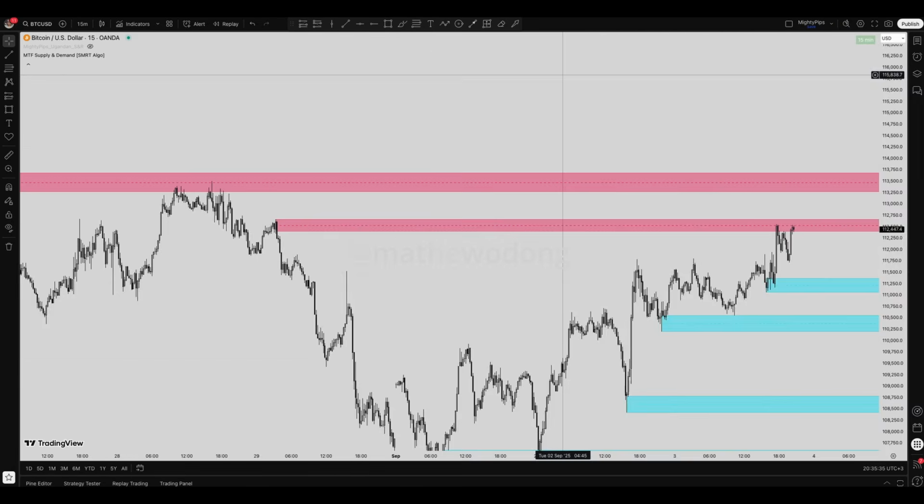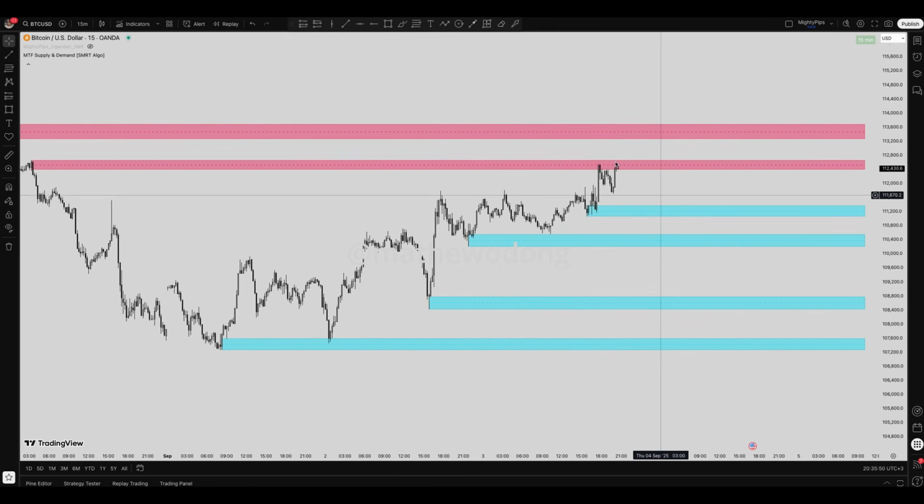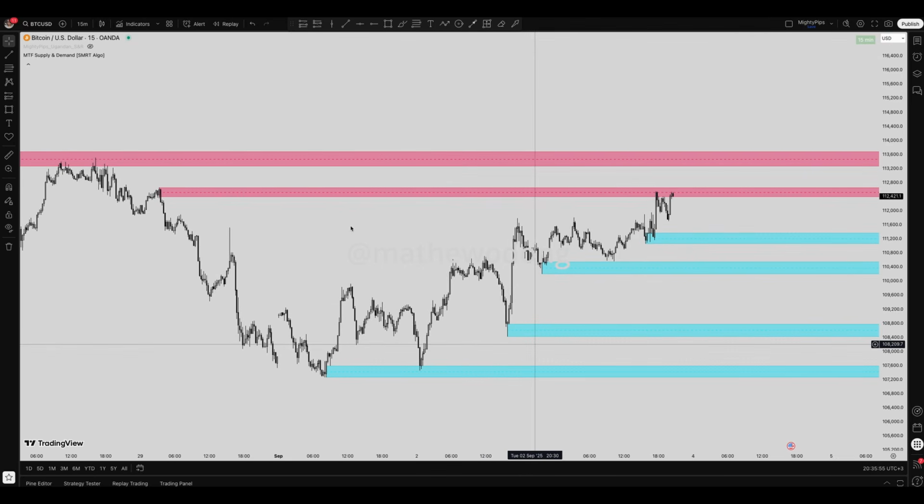The way you see here, this was a demand zone, price came back and tested and pushed up, and this one up is a supply zone which is being rejected right now where BTC is. BTC is at a supply. So if you don't want to draw those zones manually, you can just use this indicator.